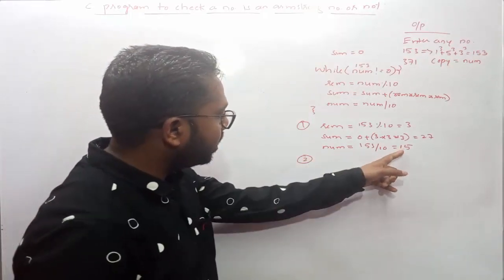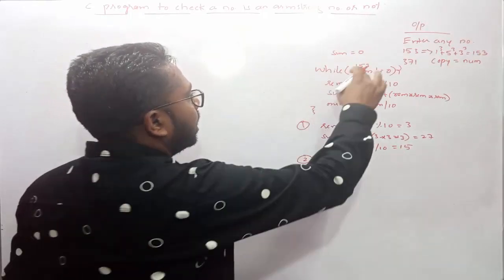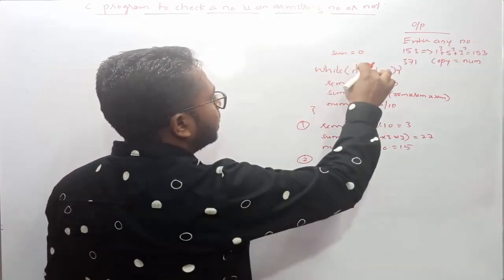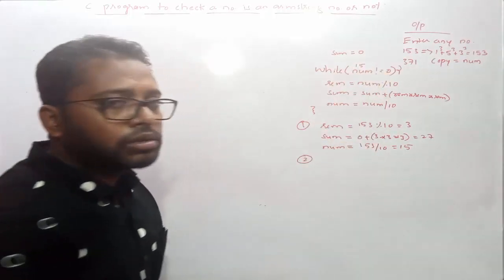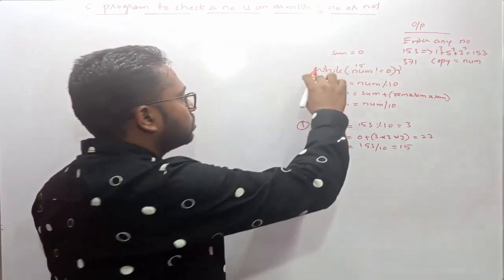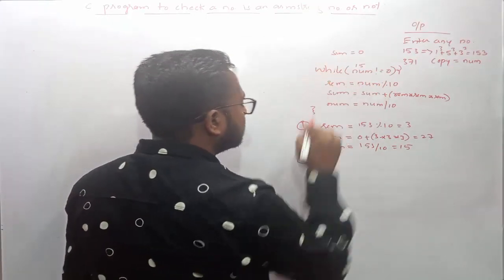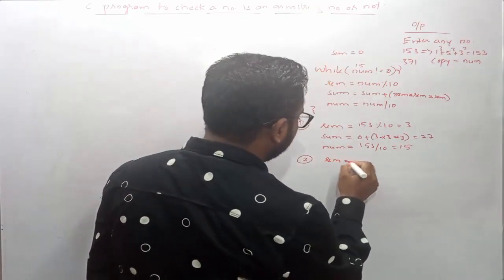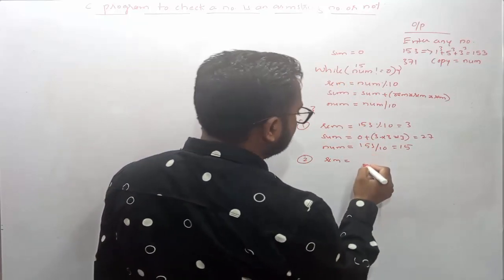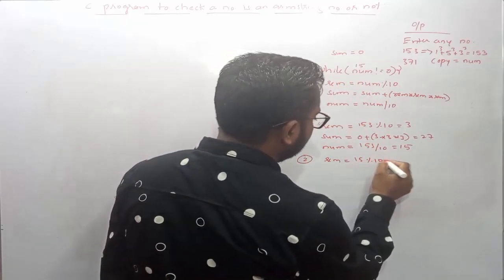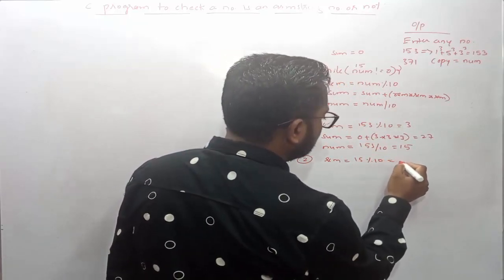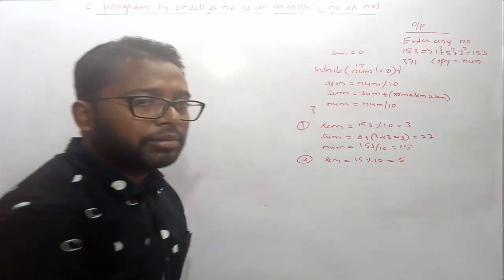Now num is 15 and this 15 gets passed to the while loop again, where it will check whether the value of 15 is not equal to 0. Yes, condition true. Then control will come inside the while loop to perform this task. Reminder equals num, which is 15 mod 10, which equals 5 as a reminder.